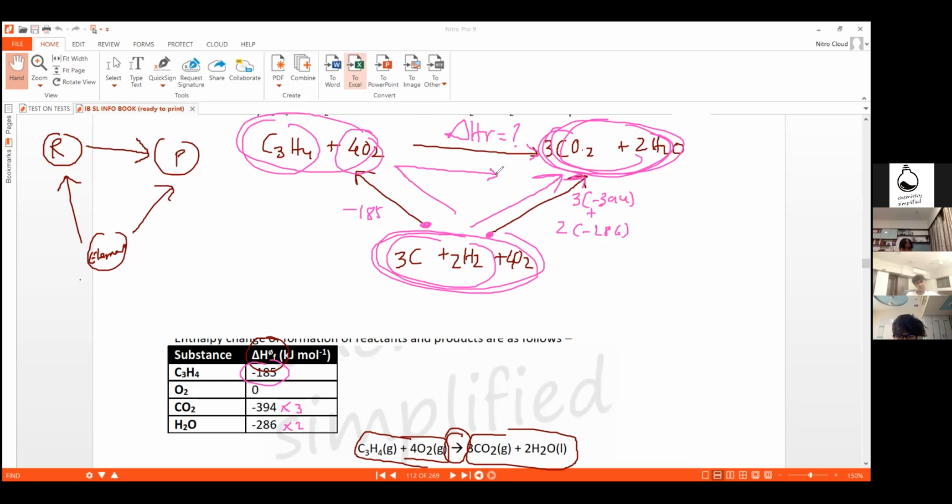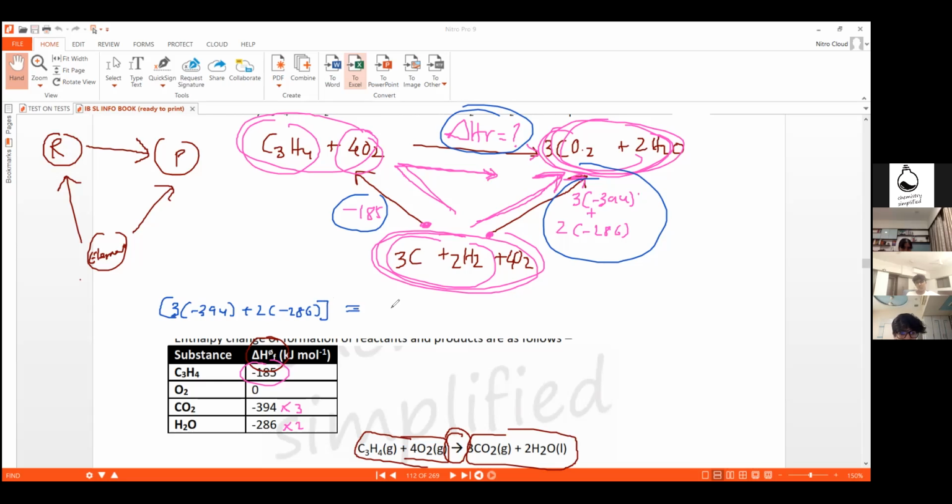And according to Hess's law, the enthalpy change of this route is equal to the enthalpy change of this route plus this plus this. So that gives me an equation that this entire thing is equal to minus 185 plus enthalpy change of reaction. So 3 into minus 394 plus 2 into minus 286 is equal to minus 185 plus enthalpy change of reaction.